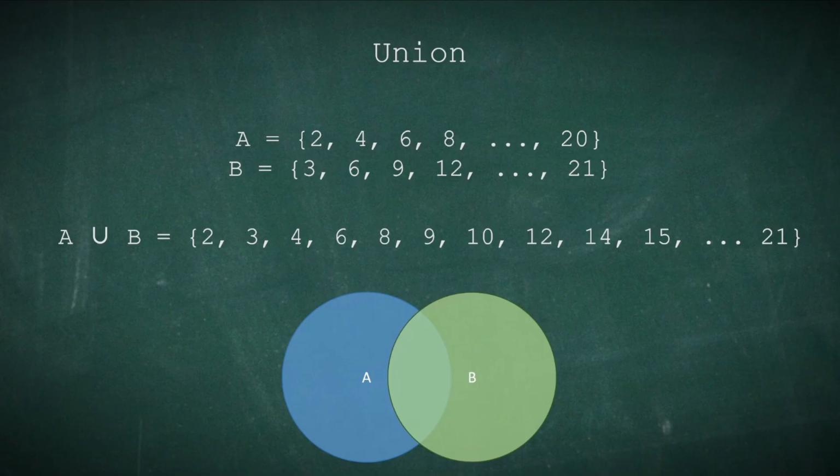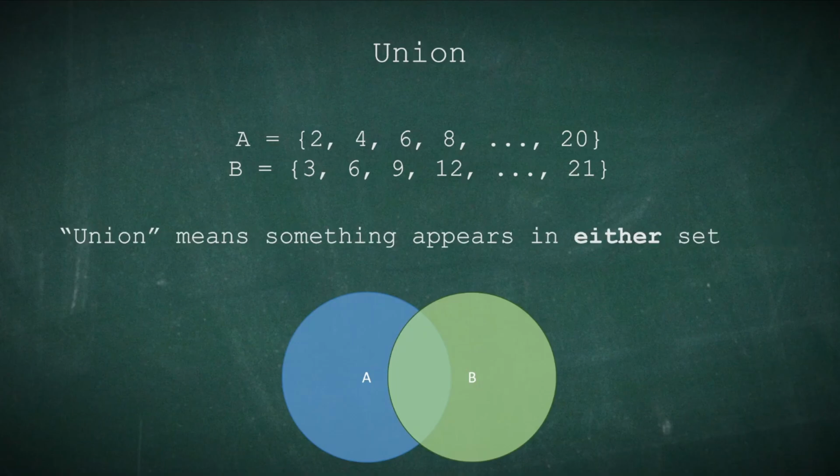And if you want to write out the set of A union B, you would do so like this. Remember, since sets cannot have duplicates, 6, 12, and 18 would only appear once. In short, union means something appears in either set. It could be in set A, it could be in set B, or it can be in the overlapping region between the two.